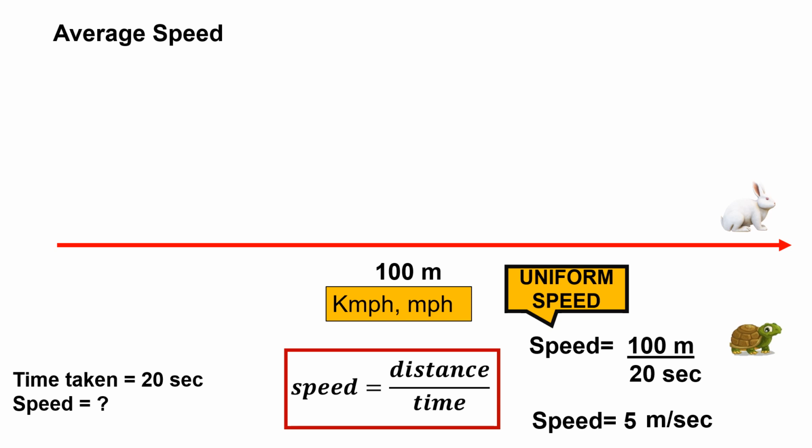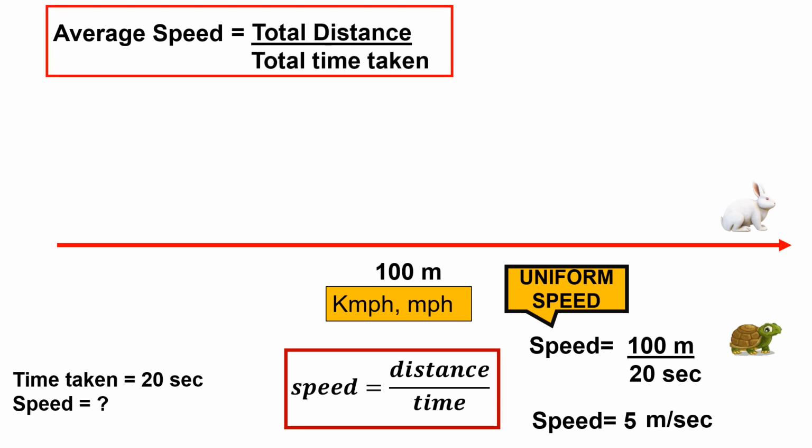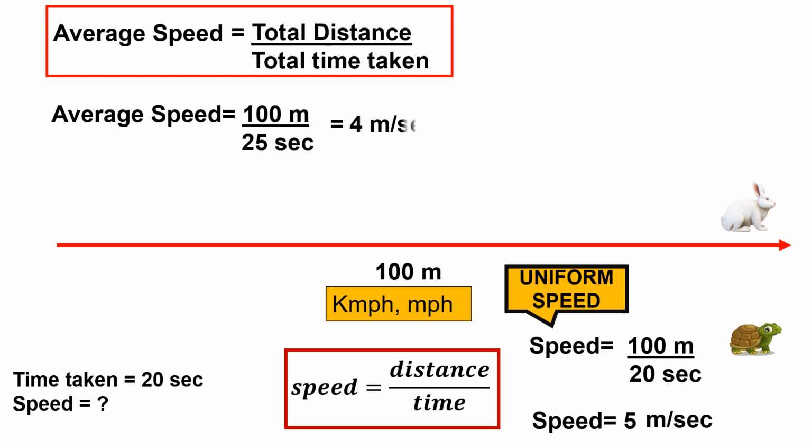It is total distance divided by total time taken to complete the race. It is as simple as uniform motion, but we need to mention average with it. Suppose the time taken by the hare is 25 seconds. So its average speed will come out to 100 meters divided by 25 seconds, that is 4 meters per second.